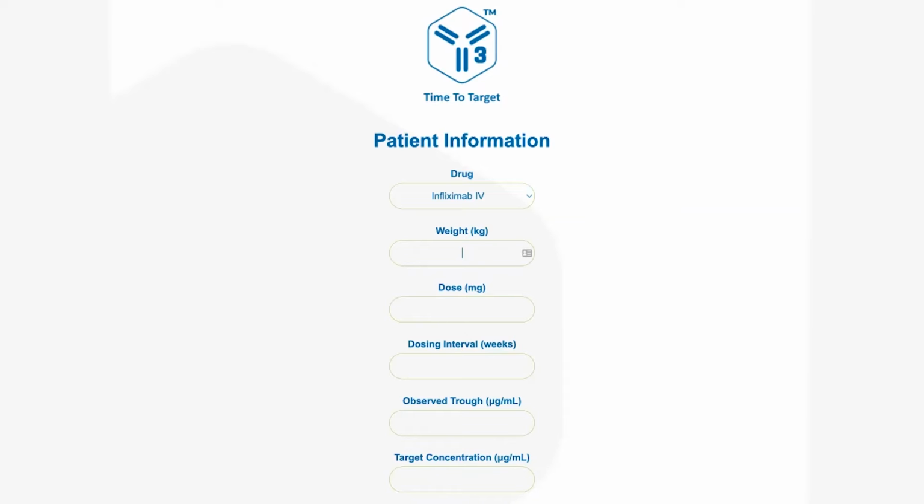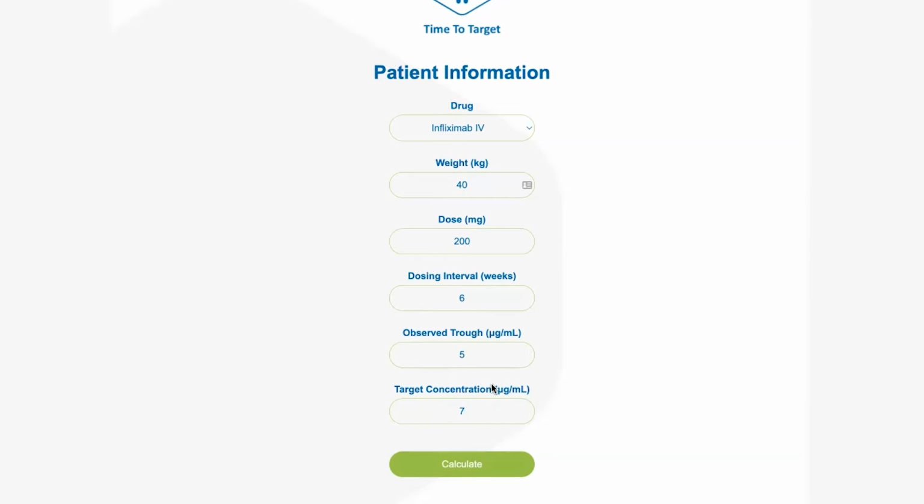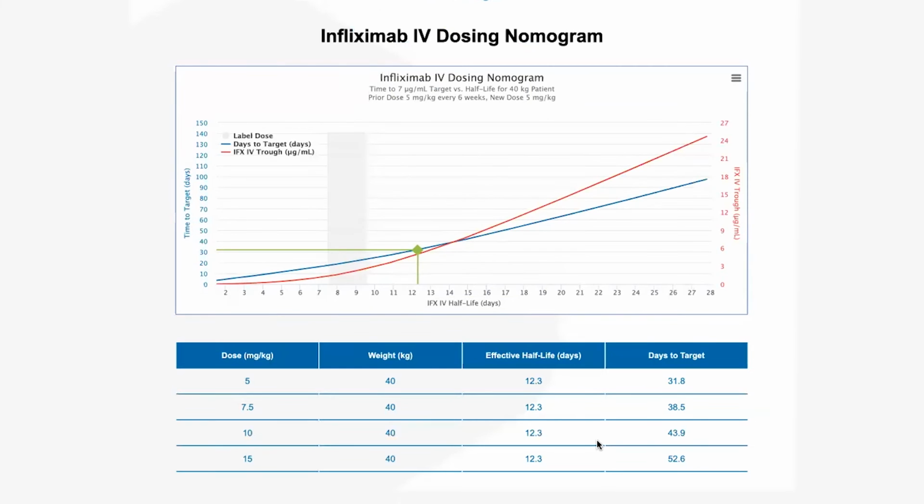This software is also applicable to pediatric GI patients who are taking Infliximab. So if we take a younger child, such as a 40 kilogram child, and they are receiving a 200 milligram dose, which is 5 milligrams per kilogram, a dosing interval of 6 weeks, and we have an observed trough of 5 micrograms per mil, and we'd like to bring it up to 7 micrograms per mil because that's considered a reasonable level. Then we can find a dose even for this child. And you can see the options listed here, which will give you several different options for dosing intervals for this patient.